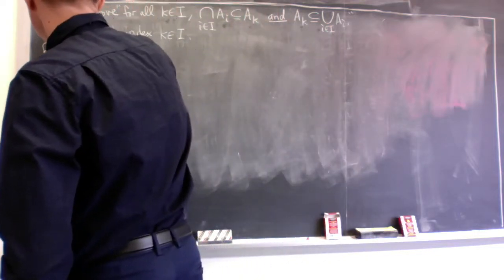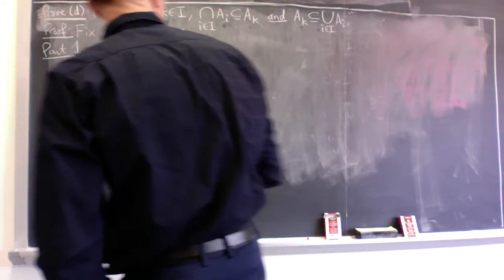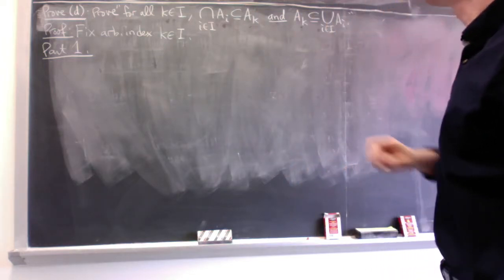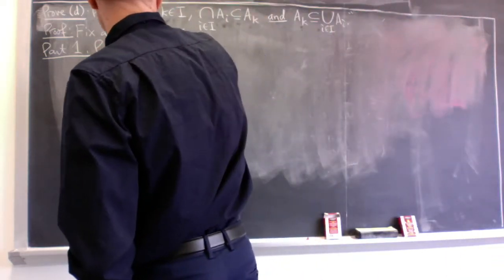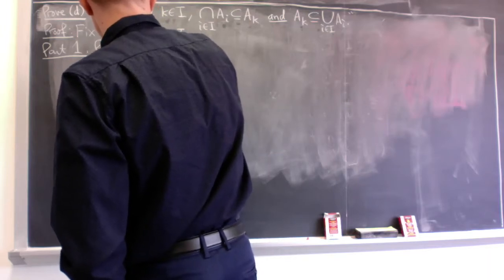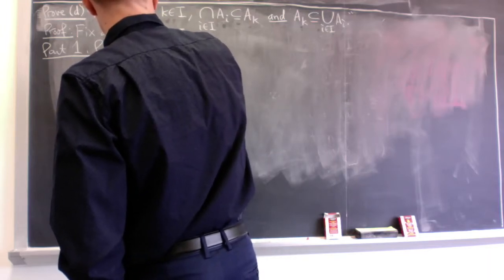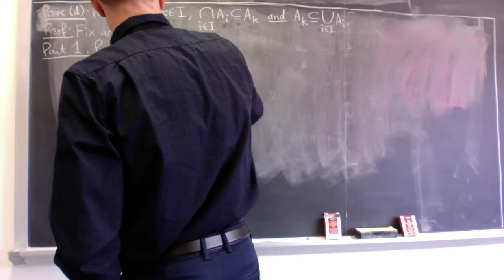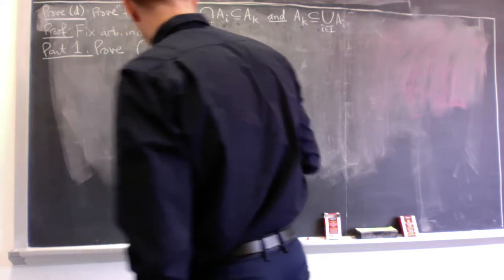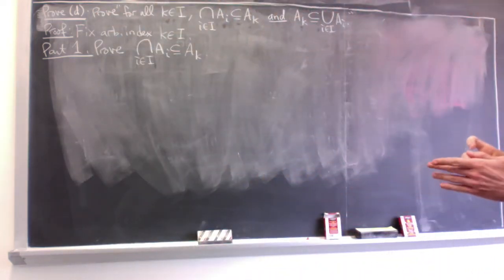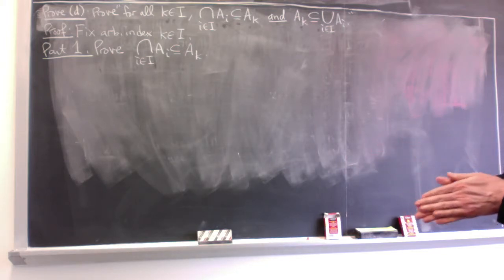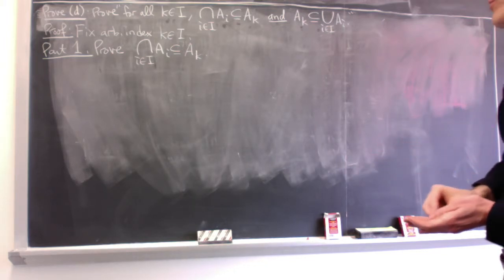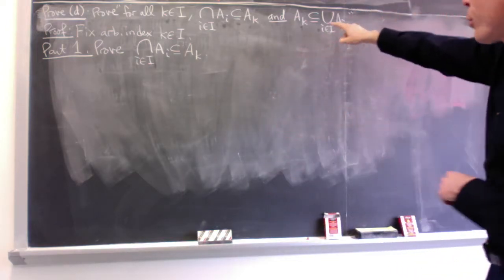So part one is to prove this: the intersection of all of the A_i is a subset of the particular set A_k. It's one fixed set now because we fixed the index. Okay. Later I'll write it. Part 2 will be this.